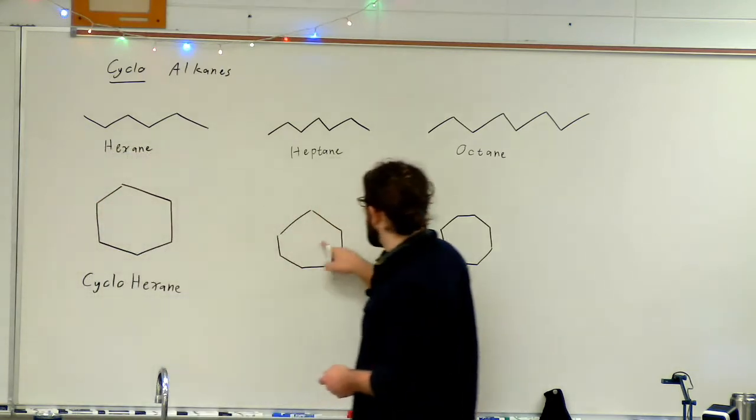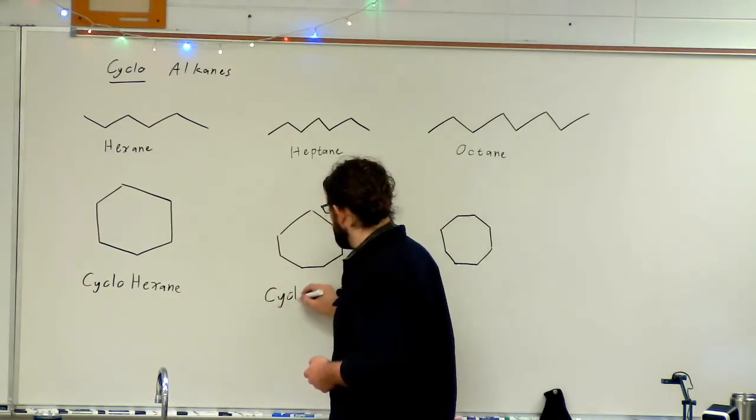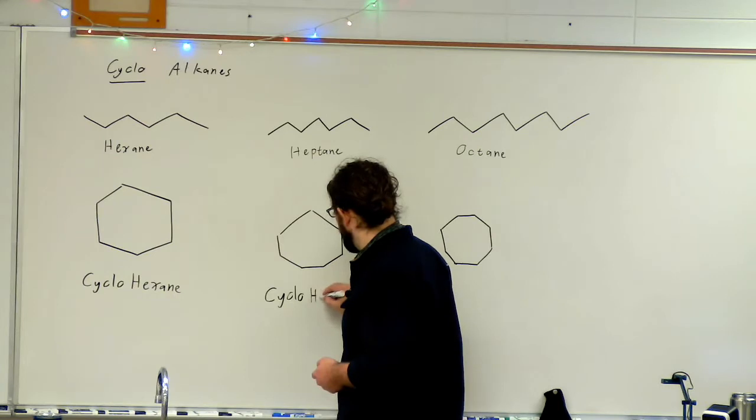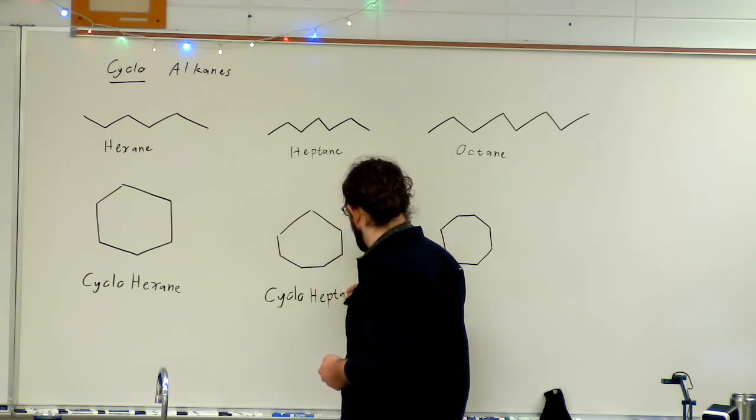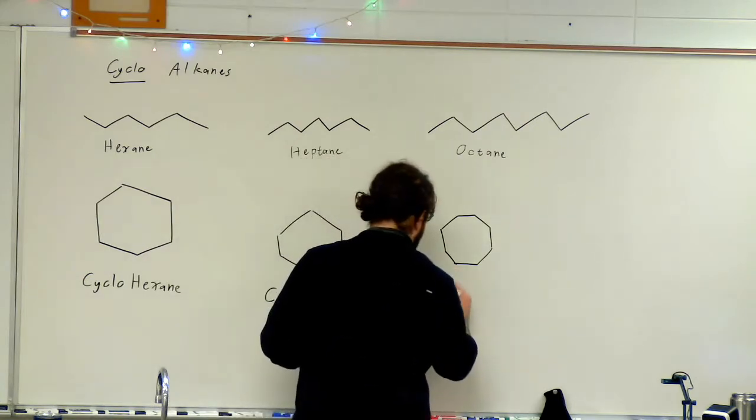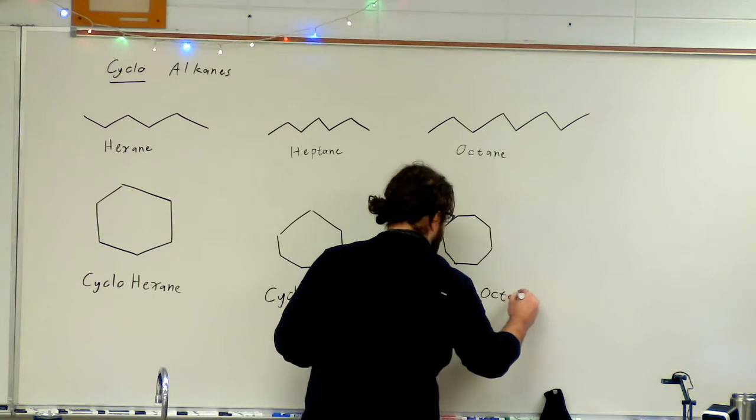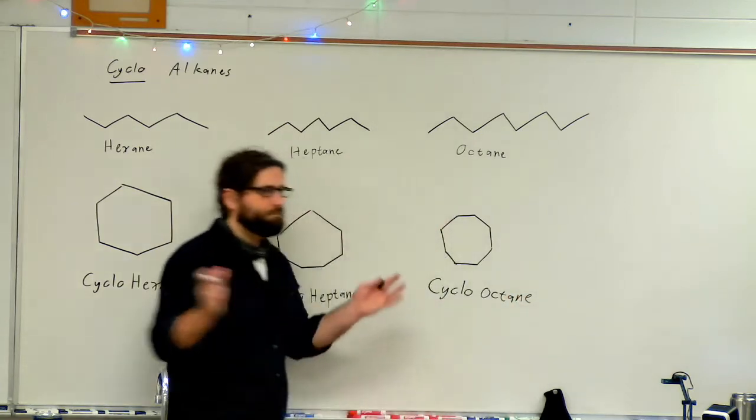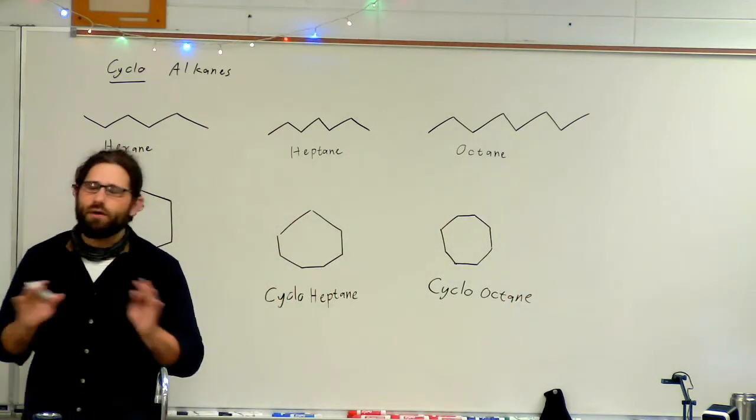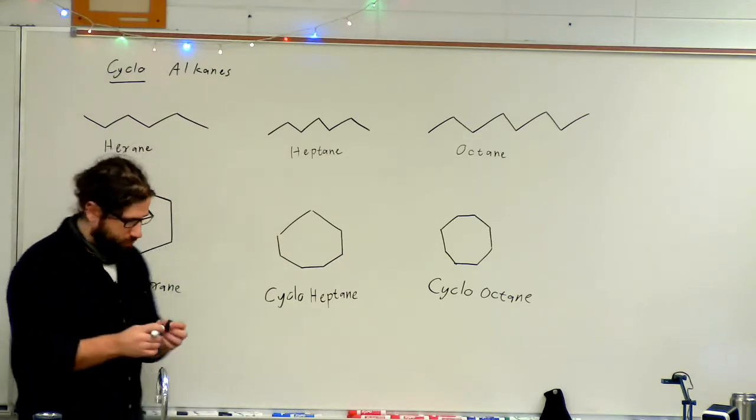Here, 7 carbons in a ring. This will be cycloheptane. Here, I've got 8 carbons in a ring. Cyclooctane. Nice and simple. Very straightforward. But of course, it'll get a little more complex from there.